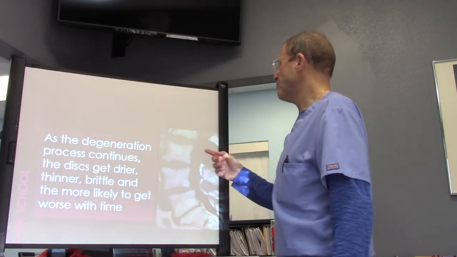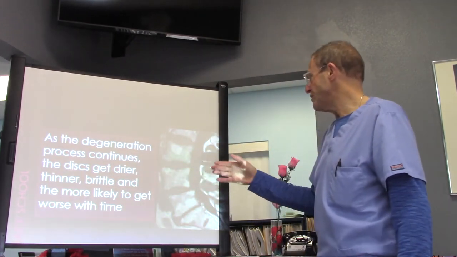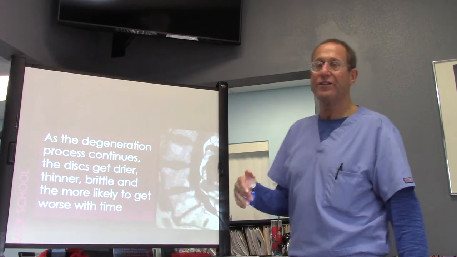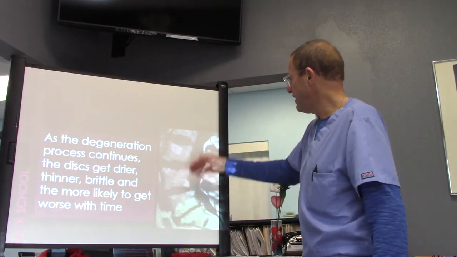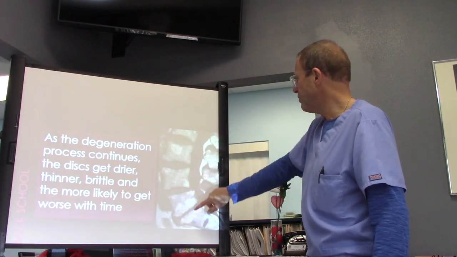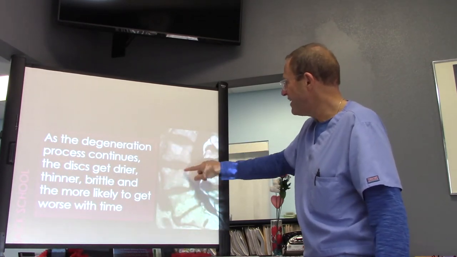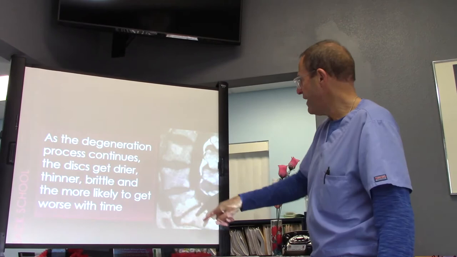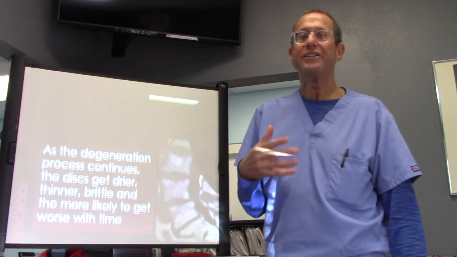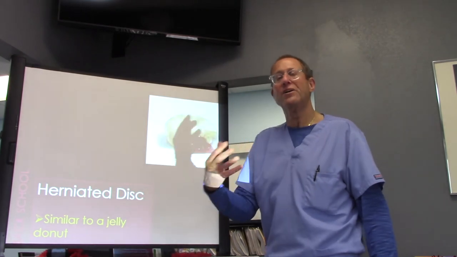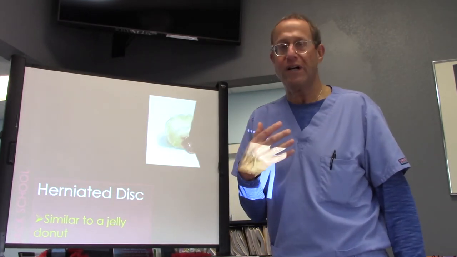As the degenerative process continues, the discs get drier, thinner, brittle, and more likely to get worse with time. This is a side view, again, this is an MRI side view of the spine, and you see how this disc is not too bad, but look how thin that disc is. It's also very dark, and dark on an MRI is not a good sign. That means that there isn't any water content in the disc.